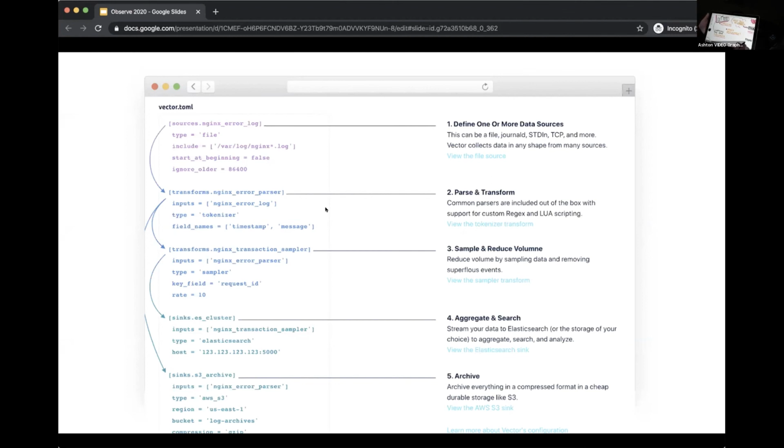Go check out this Vector project if you're interested in having something that's a little bit more extensible for logging and transformations. I want to give it back to Paul.